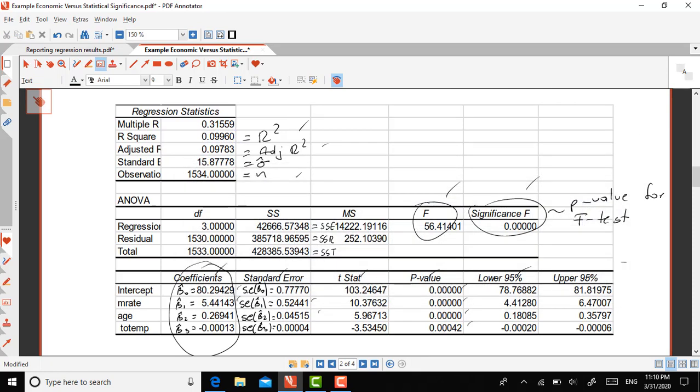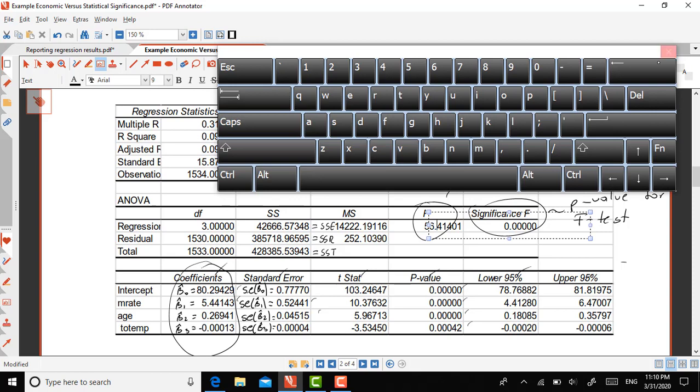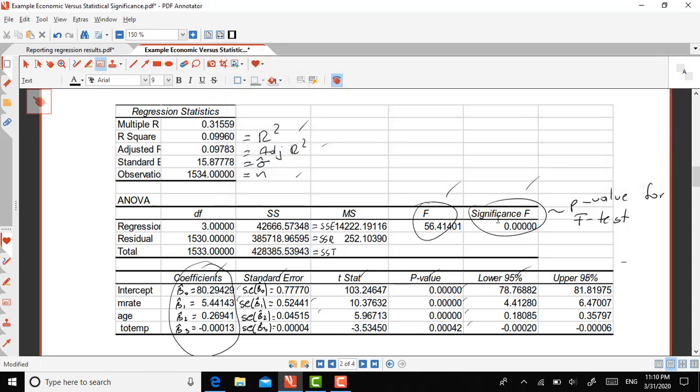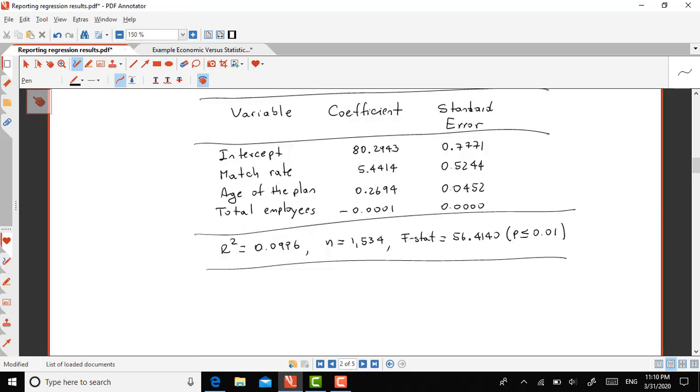We got n, the value, and also we had the level of significance. So significance, the value, n, and the R square. And again, here we always have to write the footnote.